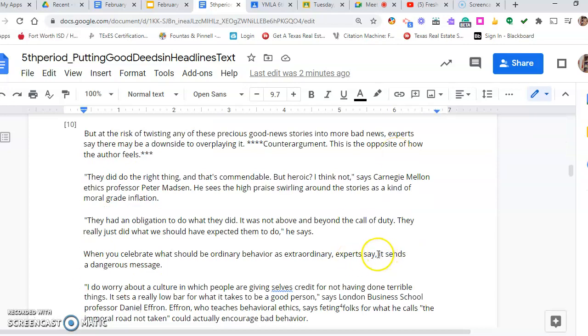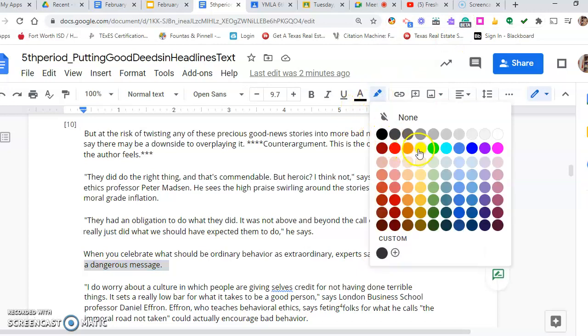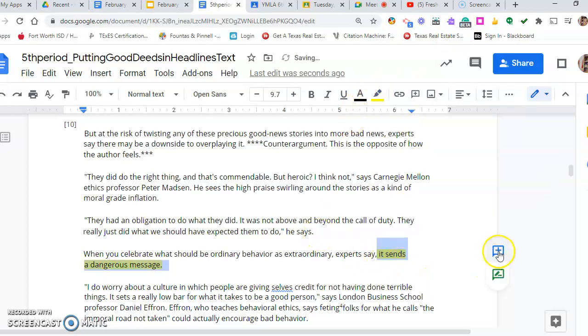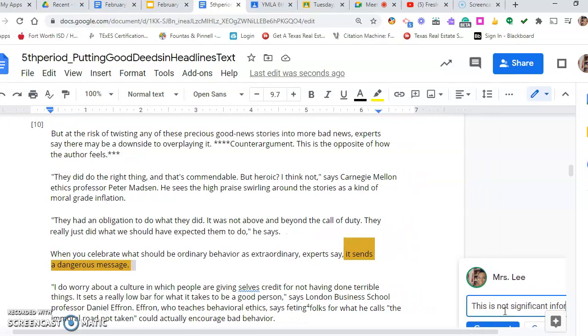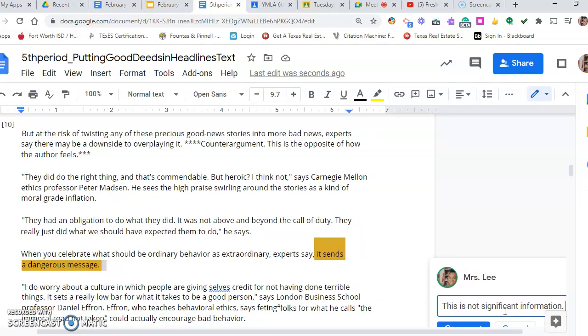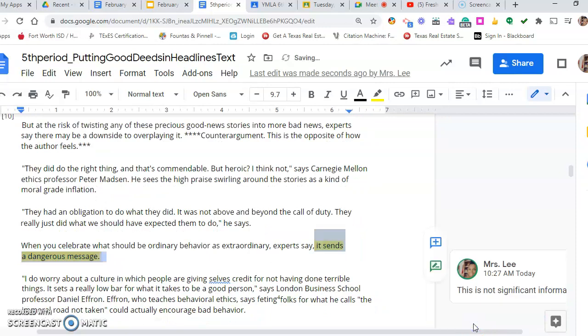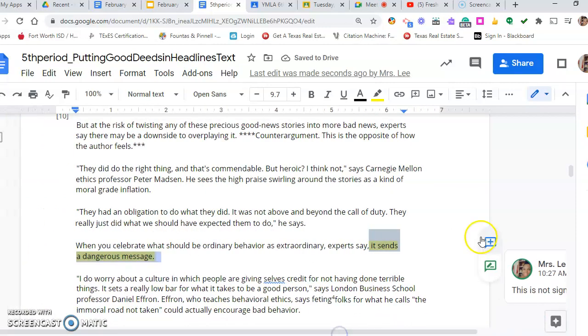I'm going to highlight this portion. The other portion I believe is important. Whether it sends a dangerous message or not, I don't think is significant, because we're just talking about good deeds. We're not talking about anything that's dangerous. This is not significant information. It doesn't give us more insight on the claim. It doesn't give us reasons, facts, or logic. It just gives a personal opinion.